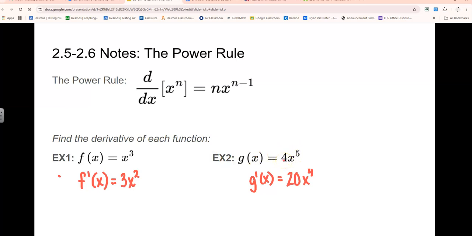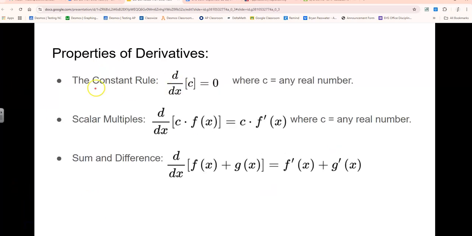That 4 right there is really the scalar multiple. Like what we're doing mathematically could be written like this: 4 times 5x to the 4th. There is no need to write that step there. But if we're just taking the derivative of the x to the 5th, we'd get 5x to the 4th, and then we would multiply it by that scalar multiple to get 20 right there. So that rule is almost inherently, you just do it there.